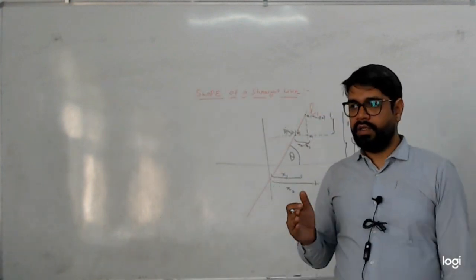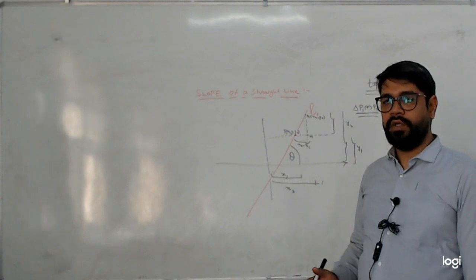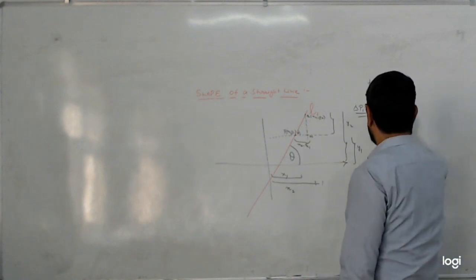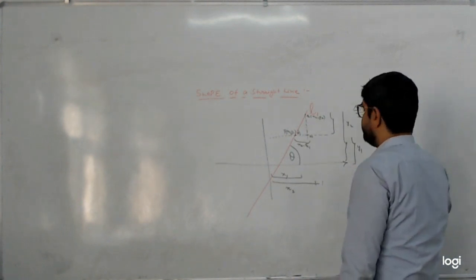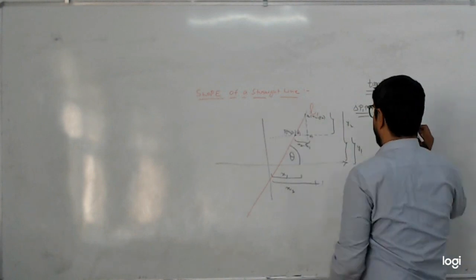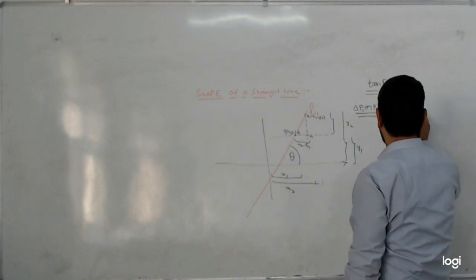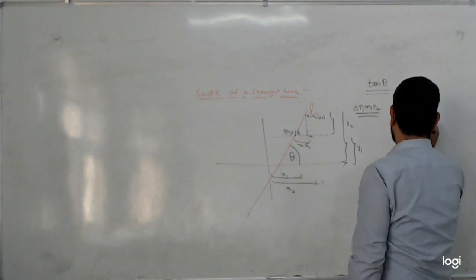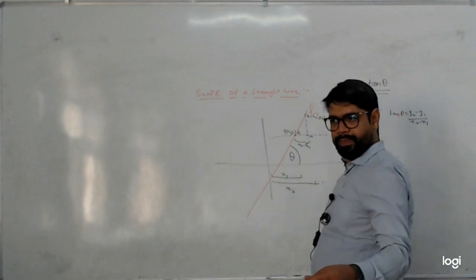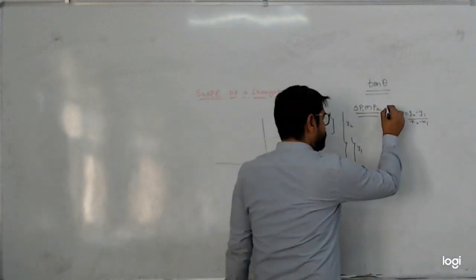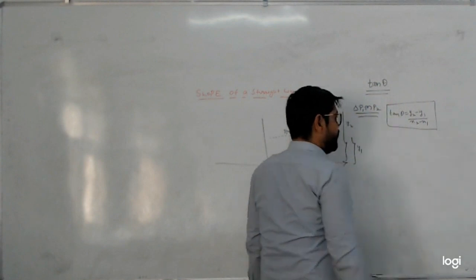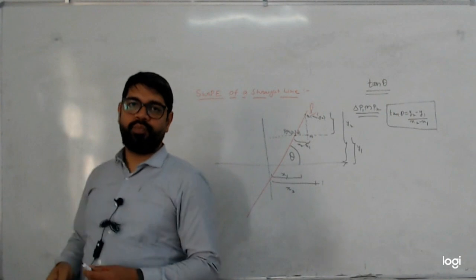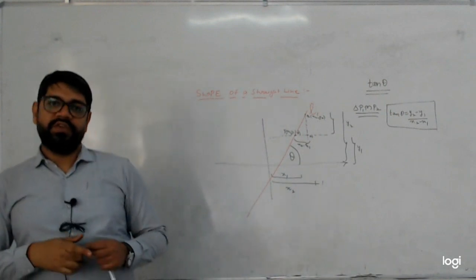That is the ratio of perpendicular to the base. So tan theta in this triangle will be equal to length of perpendicular, which is y2 minus y1, divided by length of base, which is x2 minus x1. So this tan theta can be easily evaluated using the coordinates of the points which are given on the straight line.